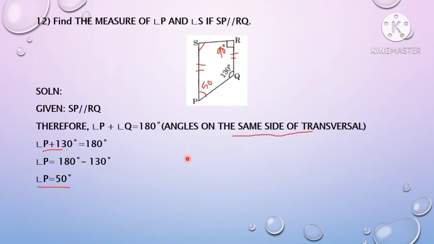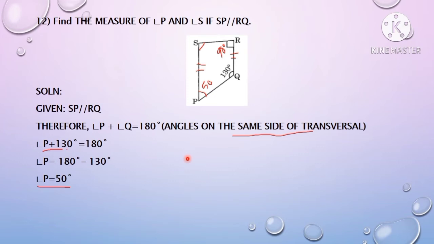The next problem is: find the measure of angle P and angle S if SP is parallel to RQ. In the question they have given that SP is parallel to RQ, so we can say these two sides are parallel. And we want to find out angle P and angle S.